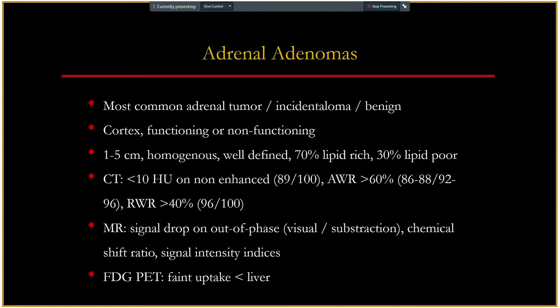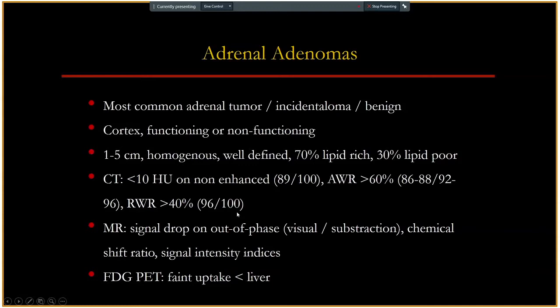When we image them with CT, and the attenuation is less than 10 Hounsfield units on a non-contrast enhanced study, that has an 89% sensitivity and 100% specificity for diagnosing adenoma. So remember, on a non-contrast enhanced CT, if the Hounsfield units is less than 10, we have 100% specificity in diagnosing an adrenal adenoma. On an adrenal protocol CT, when the absolute washout ratio is more than 60%, or the relative washout ratio is more than 40%, that's when we call the lesions adenomas. With the relative washout ratio, the specificity is 100%.